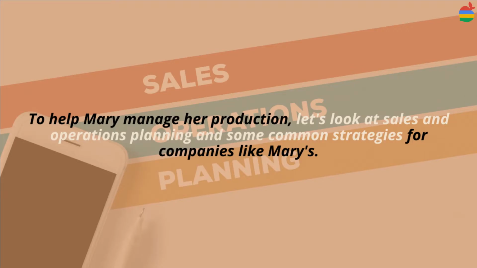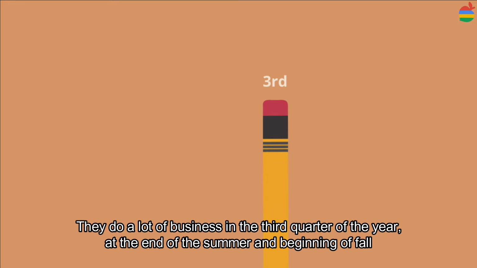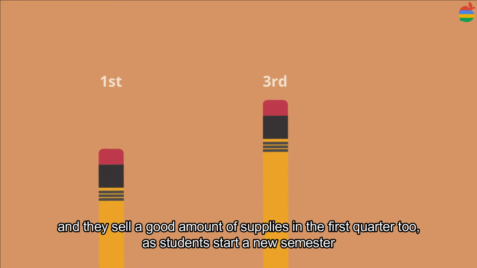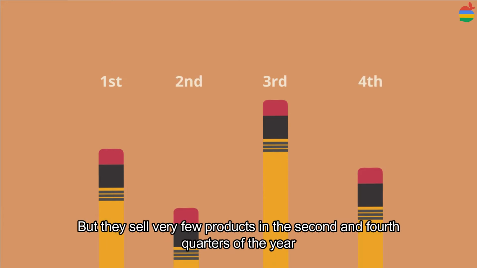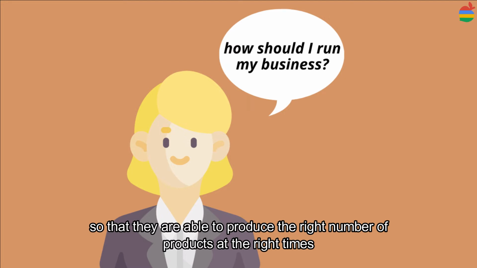To help Mary manage her production, let's look at sales and operations planning and some common strategies for companies like Mary's. Because Mary's company makes school supplies, they don't sell the same amount of supplies every quarter. They do a lot of business in the third quarter of the year, at the end of summer and beginning of fall, and they sell a good amount of supplies in the first quarter too, as students start a new semester, but they sell very few products in the second and fourth quarters of the year. She would like to know how she could run her business so that they are able to produce the right number of products at the right times.